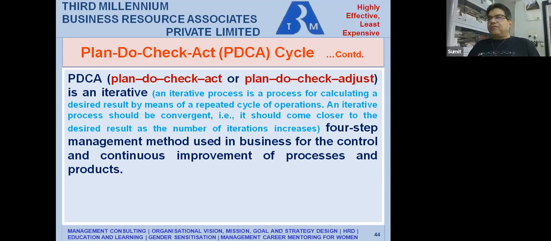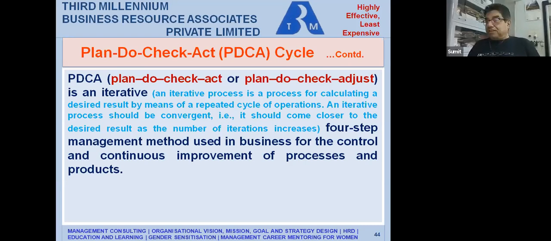So we accept for a fact that nothing can be done perfectly in just one cycle. As you can see the definition, it's an iterative process, which is a process for calculating a desired result by means of repeated cycles of operations. PDCA is a continuous process, it will keep going. Improvements will keep happening, somewhere they won't. You have to adjust that, and again PDCA, right?